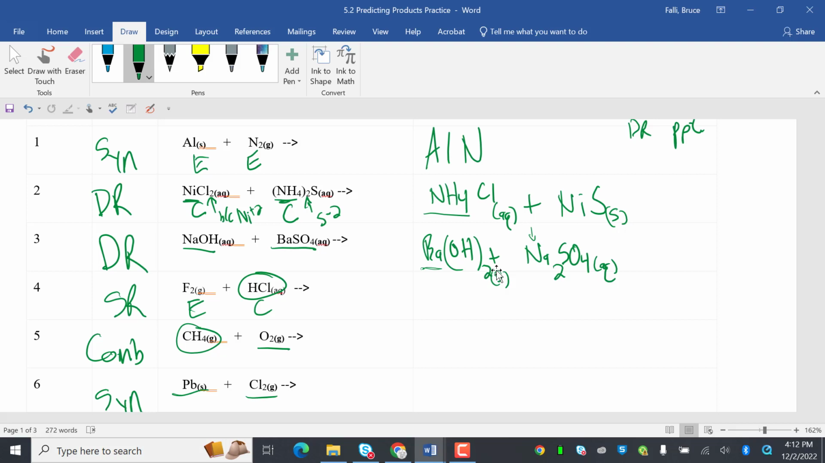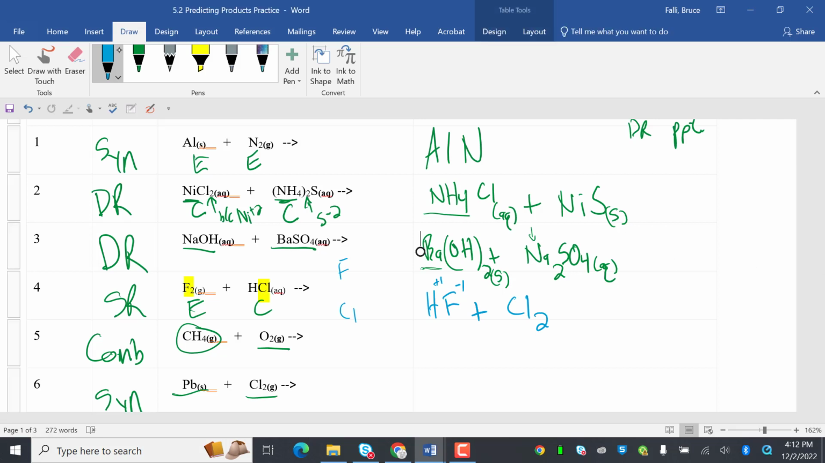All right, single replacement. I've got F and I've got Cl. Remember, things of the same charge are going to try and replace each other. F and Cl. Now, the activity series for the negative ones is the periodic table. So F is above Cl. F is here. Cl is here. So it's going to happen. So I get HF plus Cl. Check my charges. +1, -1. Check for diatomics. It's got 2. +1, -1 cancels out.